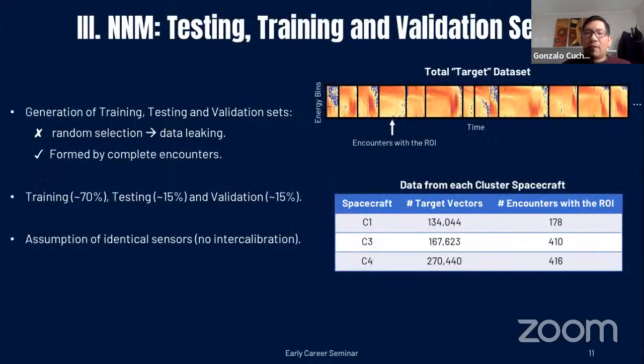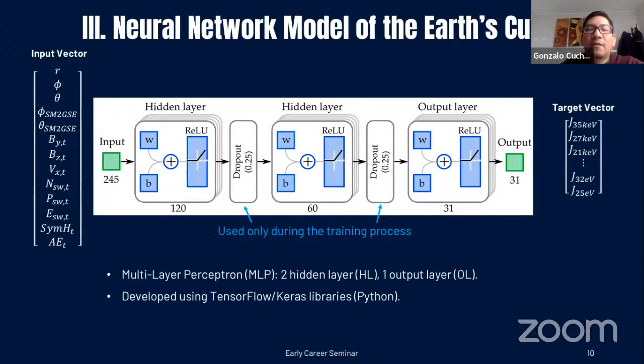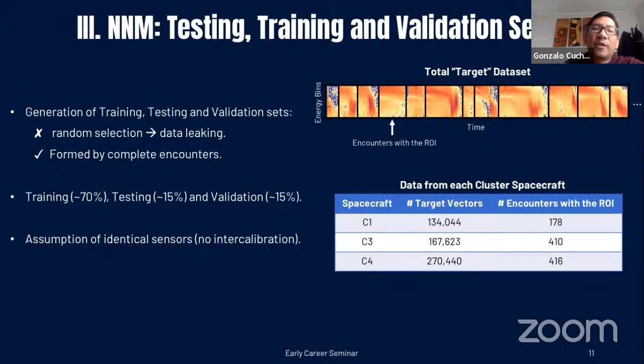To train this neural network, I have to create data sets, typically known as testing, training, and validation sets. The way to do this is complicated, but in this case, we have adopted a different technique than is usually taken. Usually, the data is taken randomly, but in this case, we organize the data first. What you can observe in this plot is the total target data set. Each column here is a target vector, and we have divided this into encounters. Each block here is an encounter of one Cluster with the region of interest.